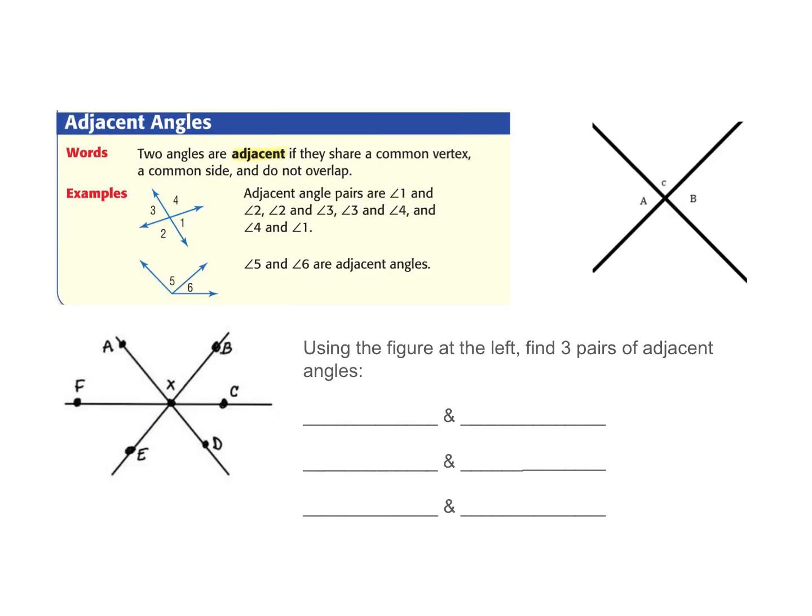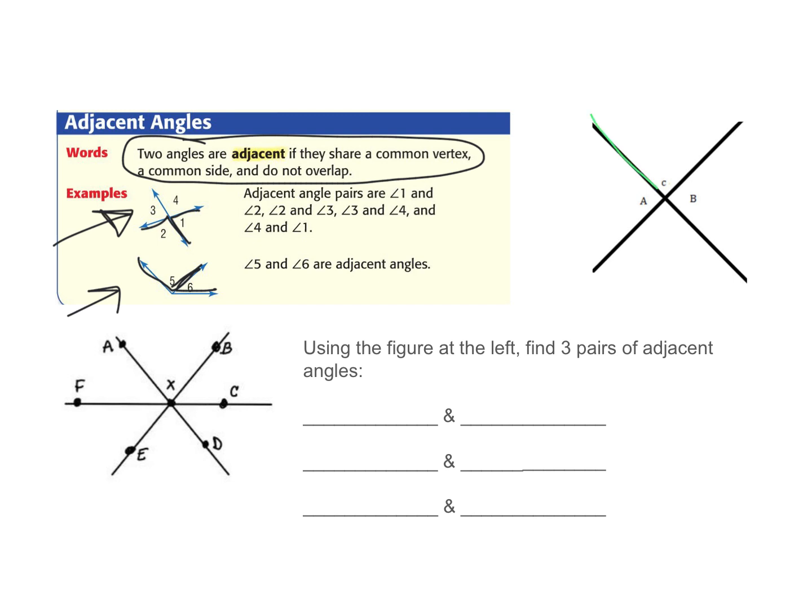And then there's also adjacent angles that share a common vertex, a common side, and do not overlap. So if we look at this example here, adjacent angle pairs are 1 and 2, so we can see these two right next to each other are adjacent. So angle 1 and 2 are adjacent. Angle 1 and 4 are also adjacent. If we look here, angle 5 and angle 6 are adjacent because they share a vertex and a wall.